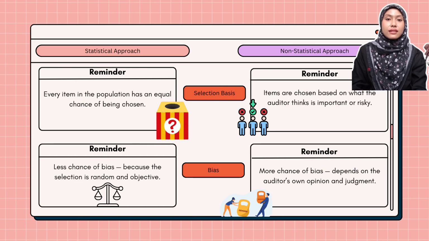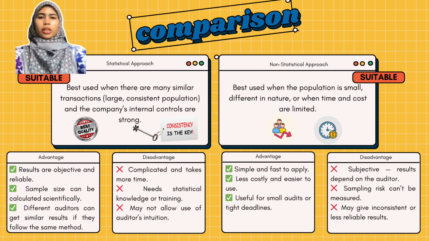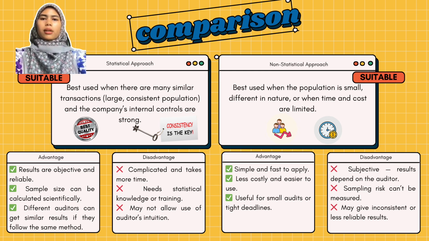Next, the statistical approach is most suitable when the population is large and quite similar, and when the client's internal control is strong. Some advantages are that the results are objective and reliable, and the sample size is calculated scientifically. But disadvantages are that it's complex, needs training, and takes more time and cost to perform.